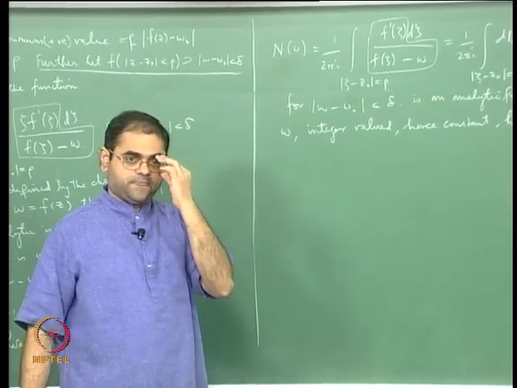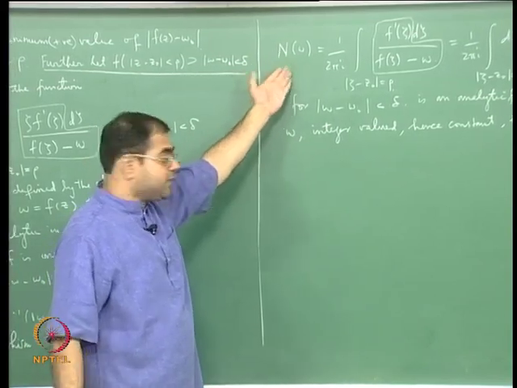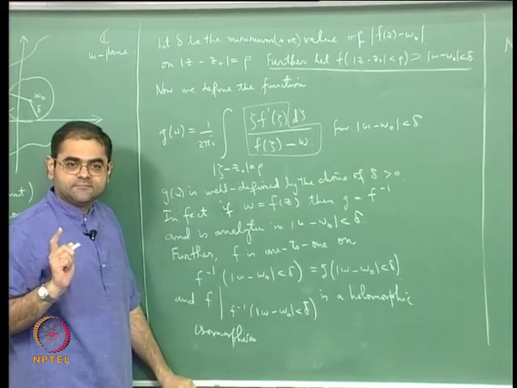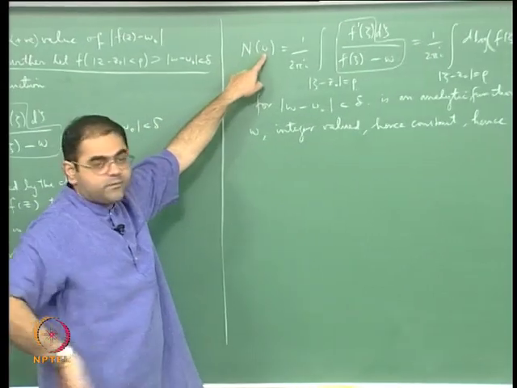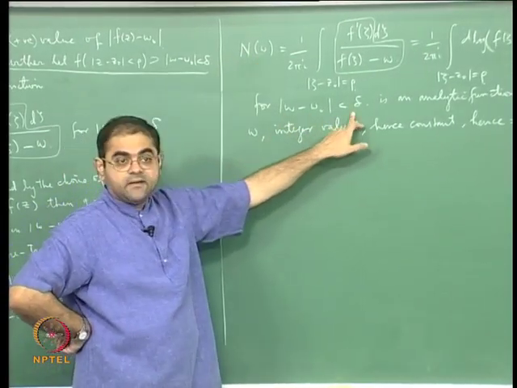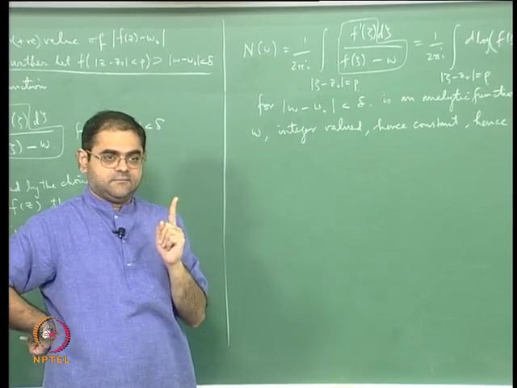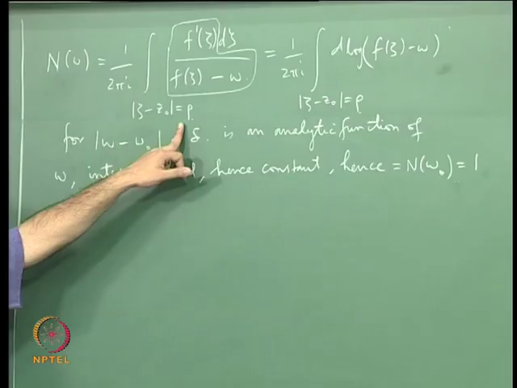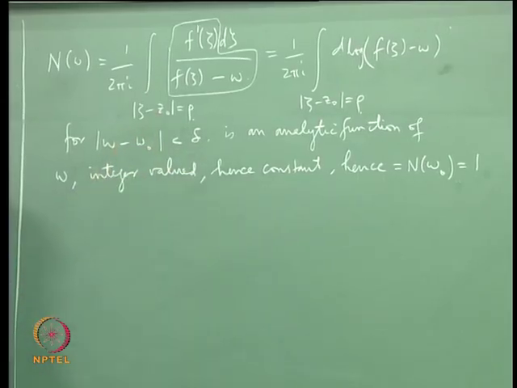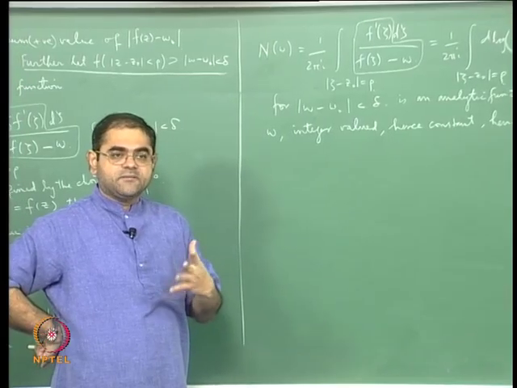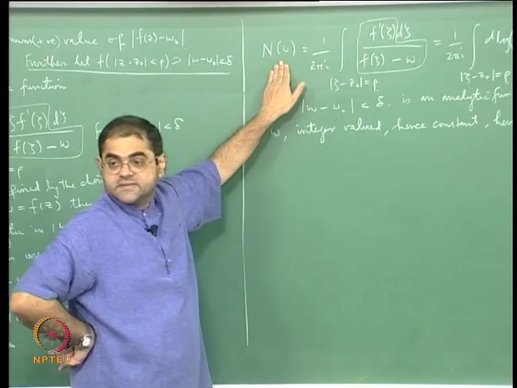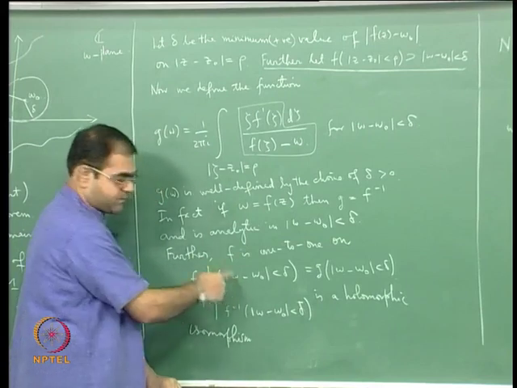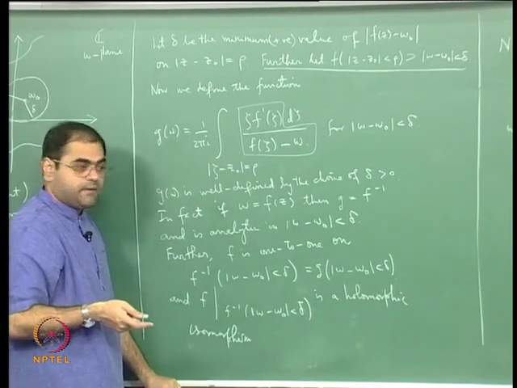That is one technical point. And what this will tell you is that f restricted to the inverse image of that disk is 1 to 1, because what does that tell you? It tells you every value w with mod w minus w naught less than delta is assumed by f only once in the disk centered at z naught radius rho, okay, excluding the boundary. That is another way of saying that f restricted to the inverse image of this disk is 1 to 1, okay. That is what I have written here, okay. F is 1 to 1 on the inverse image of that disk, okay. That follows from there, okay.